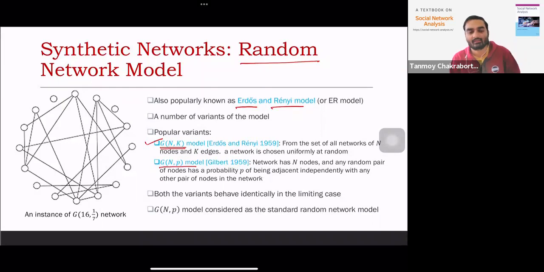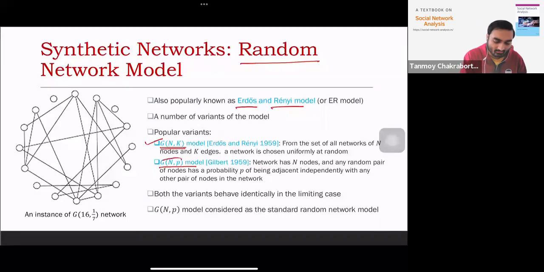The second way of representing the random graph is G(n, p), where n is the number of nodes and p is the probability of two nodes being connected. How is this network formed? There are n nodes. You choose a pair of nodes, again randomly, and toss a coin. With probability p, you connect. With probability 1 minus p, you do not connect. Very simple.